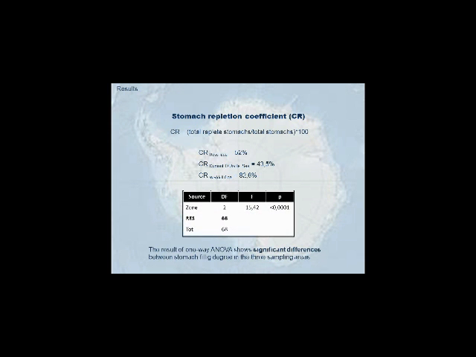To test if there are significant differences in nutritional status, I developed a one-way ANOVA with the factor zone as independent variable and the filling degree as dependent variable. And it appears that the differences are significant.